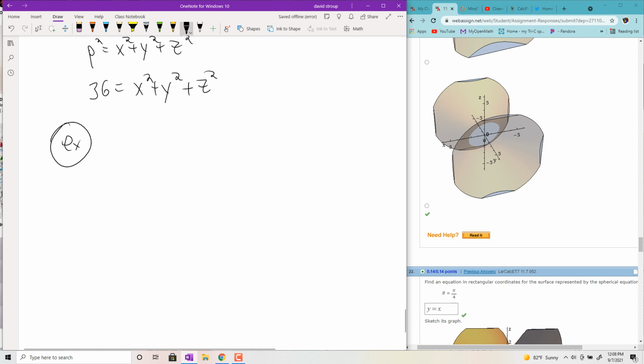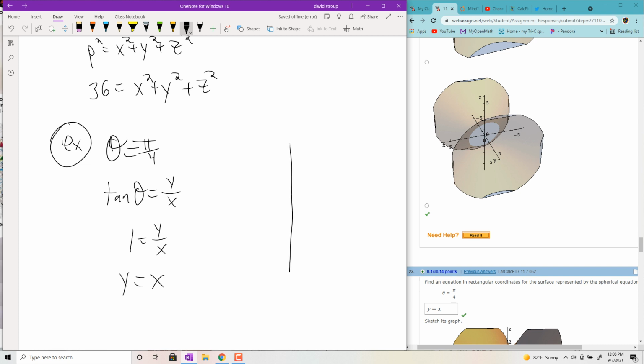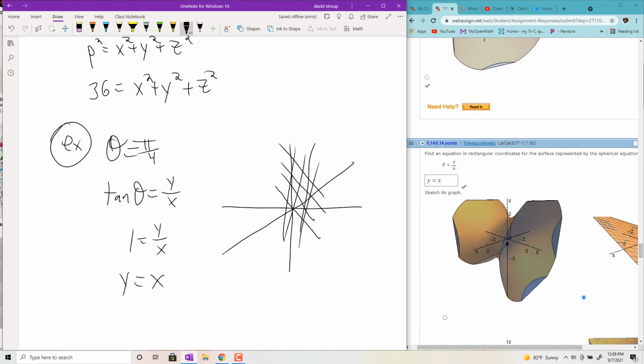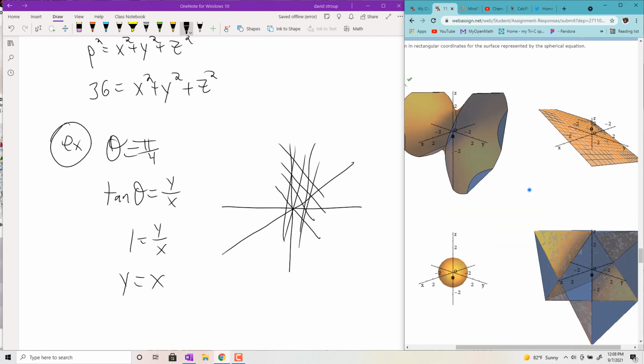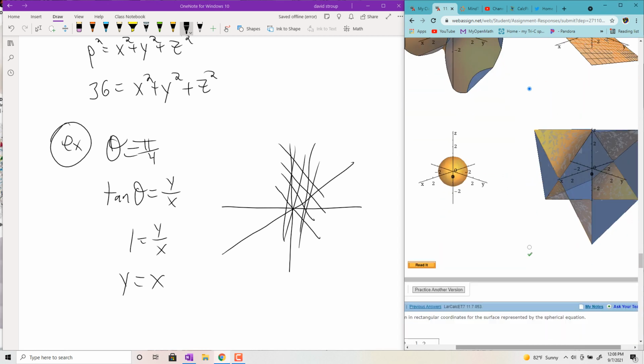Another example. Theta is pi over 4. Well, we have a nice conversion formula. Tan of theta is y over x. So plugging in pi over 4 for theta, you get 1 equals y over x. In other words, y just equals x. So that's just going to be a plane going through the line y equals x. This line here. And then you can kind of control the plane. There's only one plane to choose. It's that one. So there it is.